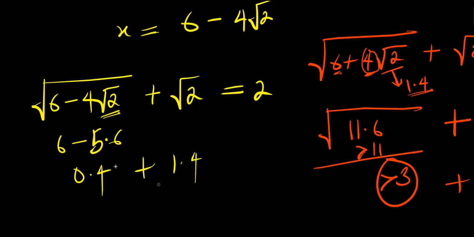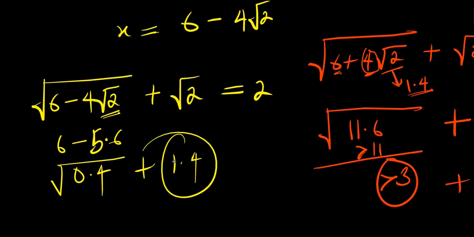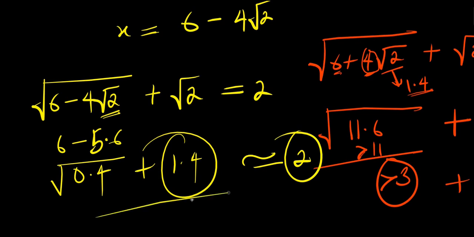So if you take the square root of this, this will give you about 0 point something again. And if you add it to this 1.4, it's going to give you an approximate value of 2. This is actually the closest answer that we're going to get in this particular equation. Remember, all these are approximate values, so we are not expecting to get the exact value, but this will give us one of the closest.